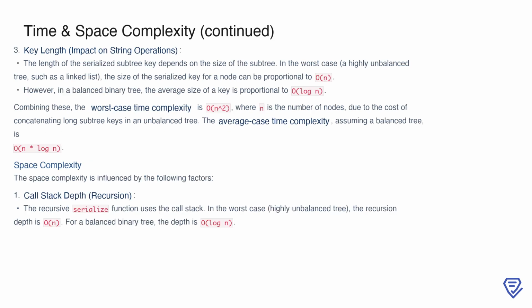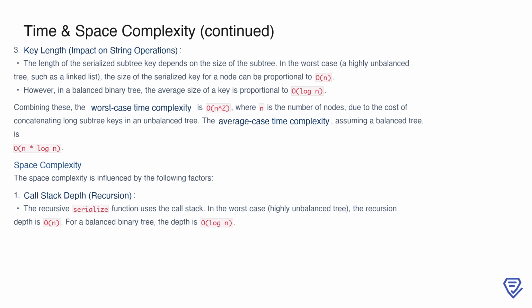Now, let's examine the impact of the key lengths on the time complexity. The length of the serialized key depends on the size of the subtree. In the worst-case scenario, such as a highly unbalanced tree that resembles a linked list, the size of the serialized key for a node can be proportional to n. On the other hand, in a balanced binary tree, the average size of a key is much smaller, around log n. Therefore, the worst-case time complexity arises when we need to concatenate long keys in an unbalanced tree, leading to O(n²). However, in a balanced tree, the average case time complexity is reduced to O(n log n).